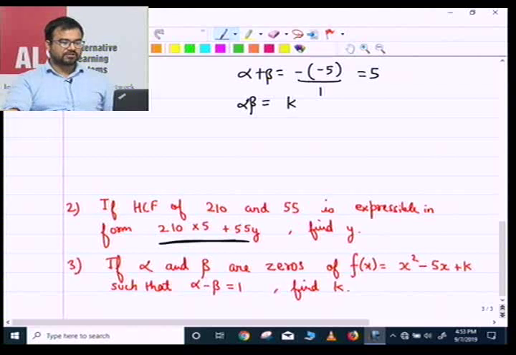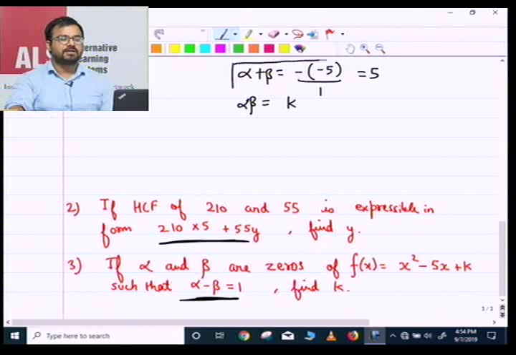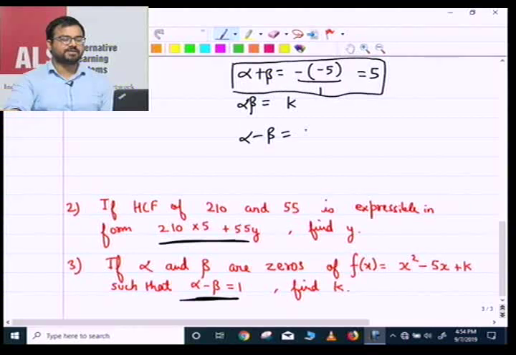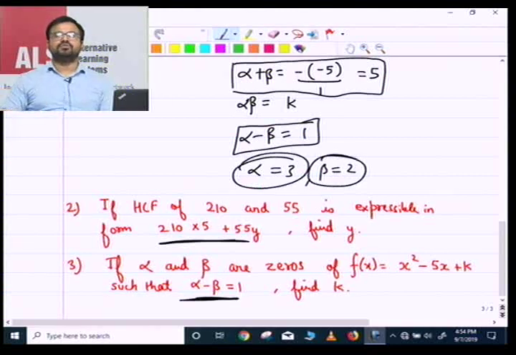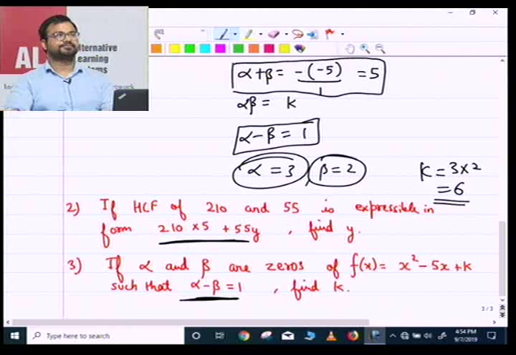Now it is also given that alpha minus beta is equal to 1. So with the help of this one, we have to figure out the value for k. So what we can do, one equation is here, alpha plus beta is equal to 5. Second equation is given, alpha minus beta is equal to 1. So on solving these two equations, we will get 2 alpha is equal to 6, alpha is equal to 3, and beta is equal to 2. If alpha and beta are 3 and 2, k would be alpha into beta. So therefore k is 3 into 2, which is equal to 6.